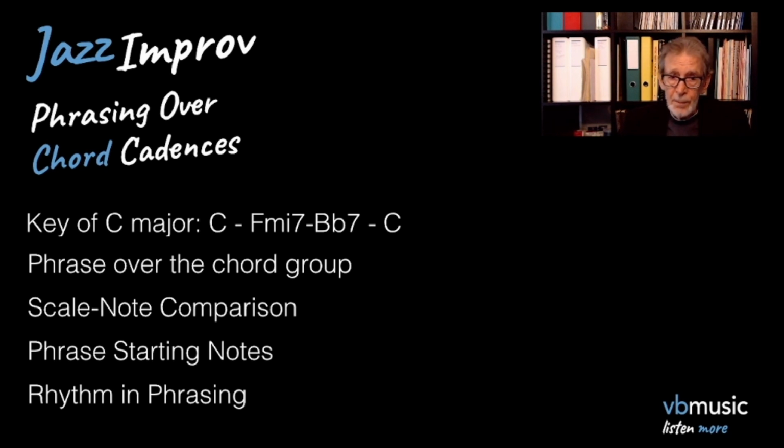So what are the differences between the two scales? Well, we have a number of shared notes. G is a shared note, C is a shared note, D is a shared note, and F is a shared note. But the notes that are different: instead of A we have A flat, instead of B we have B flat, instead of E we have E flat.